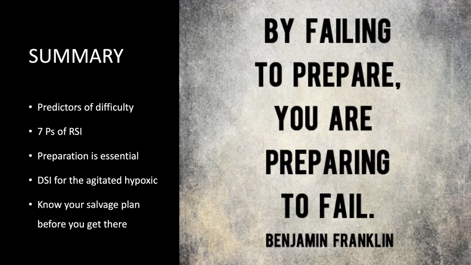To summarize what we've gone through in the last hour, we talked about predictors of difficulty in terms of laryngoscopy, bag valve mask ventilation, extraglottic device, and cricothyrotomy. As you become more experienced in managing airways, these predictors are going to become more innate and you're going to be reliant less and less on mnemonics. However, as you're gaining experience, it's important to have a structured assessment of a patient prior to managing their airway to look for these predictors of difficulty. We talked about the 7 P's of rapid sequence intubation.